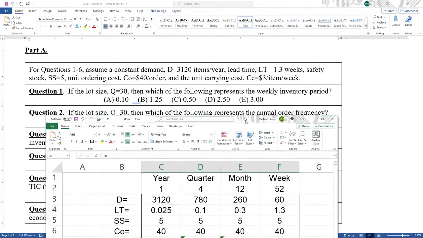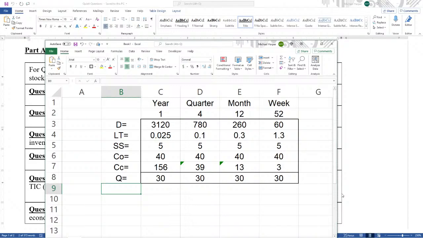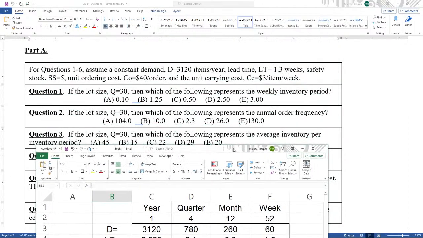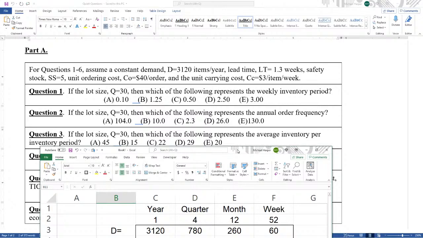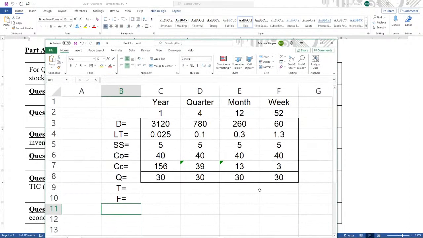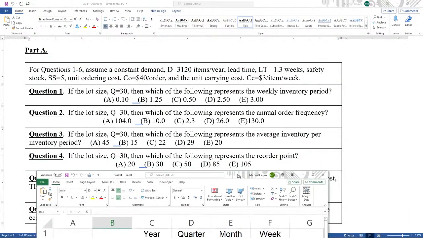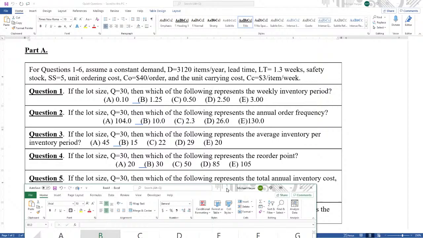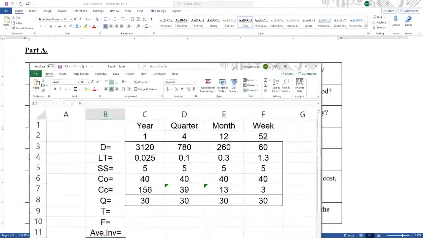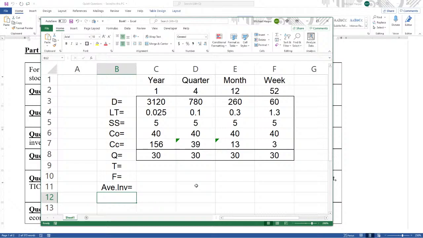The inventory period, order frequency. So this is going to be T equals, and this is F equals. Okay, and let's see what's next. Order frequency, this is the average inventory per inventory period, average inventory. Average inventory. There we go. Then what's next? The reorder point and the total inventory cost. So this is ROP equals, and this is the TIC equals.